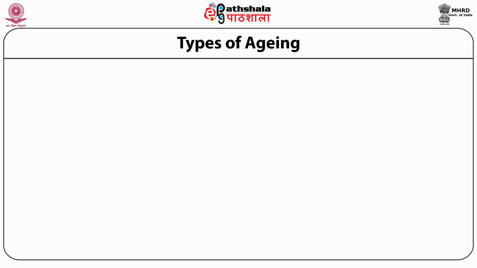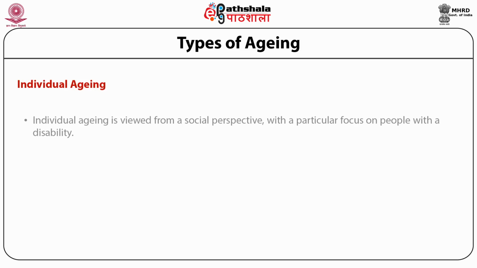Types of aging. Individual aging. Individual aging is viewed from a social perspective with a particular focus on people with a disability. It refers to the structural, sensory, motor, behavioral, and cognitive changes in a person over time, in particular relating to how these factors influence opportunities and lifestyle at various stages of the life of the person.